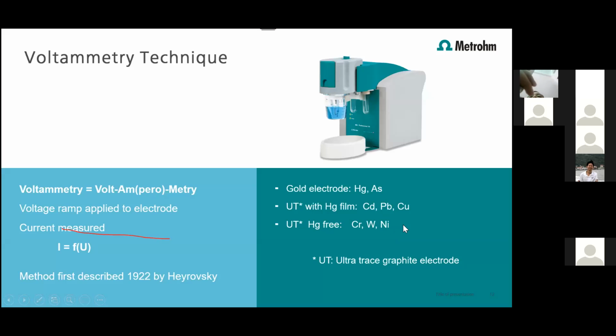The third technique will be the voltammetry technique. This is an electrochemical method to measure ions. You know, voltammetry comes from two concepts. The volt is the potential, and the ampere is the current, and we combine them together to form voltammetry.